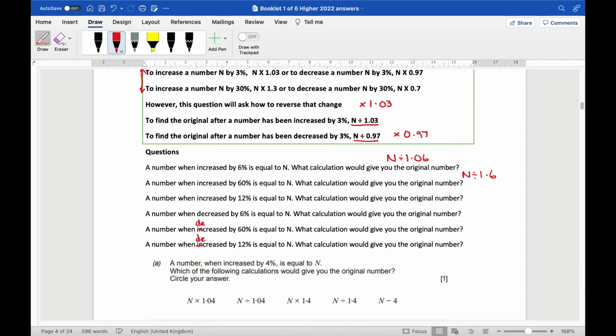However, I miss out number 3 and do number 4. If the number has been decreased by 6%, in order to decrease the number by 6%, you would have times by 0.94, and the opposite of that is to divide by 0.94. And notice all these questions are about dividing, okay? Or to find the original number if something's been decreased by 60%, sorry, we're going to divide by 0.4, okay? You fill in the missing 2.